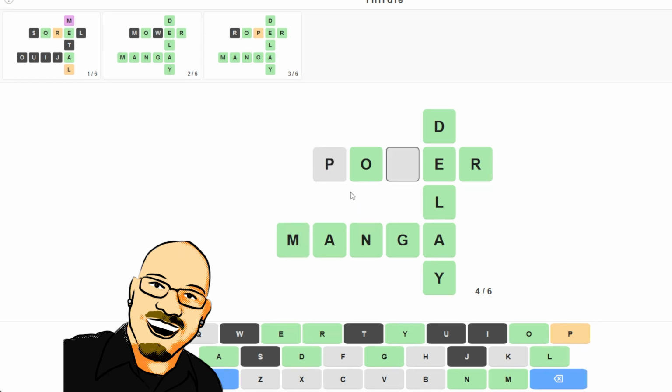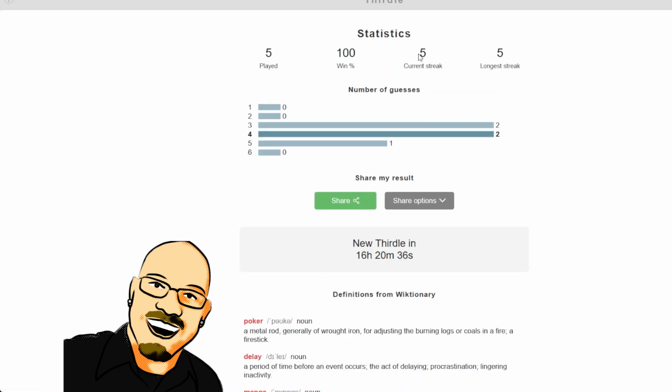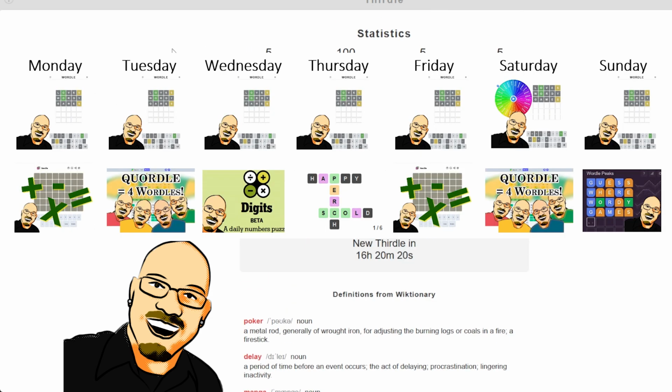So, we do have poker. Actually, I think that might be it. Let's try poker. There it is. Okay. A little bit tricky that. Another four. Poker, a metal rod, or a game, delay, manga, a comic originating in Japan. So yeah, I wasn't sure if that had made it into the dictionary, but it did certainly work out lovely.